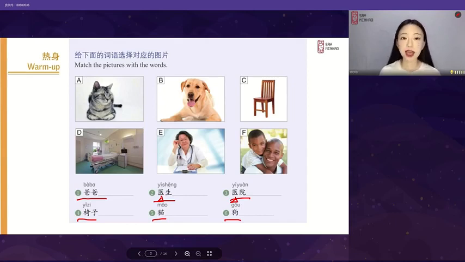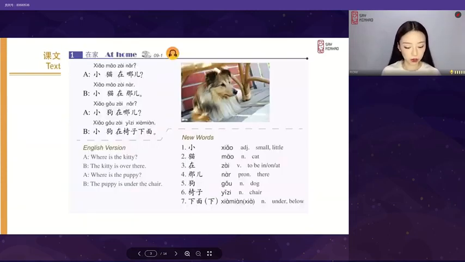First one, 爸爸, which means father, is obviously F. We can see there are sons and a son and a father here. Next one is 医生, really easy, is E. And 医院 is D. And 椅子, the chair, C. 猫 is a cat. And last one, dog, is B. Now let's move on to our text and new words.